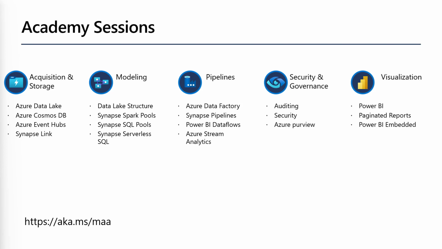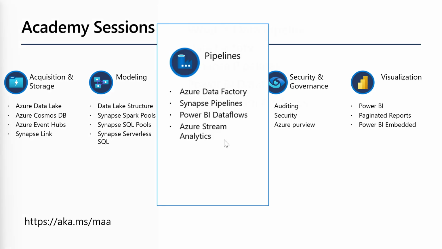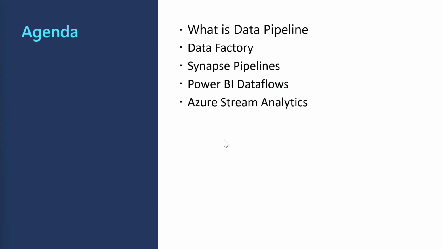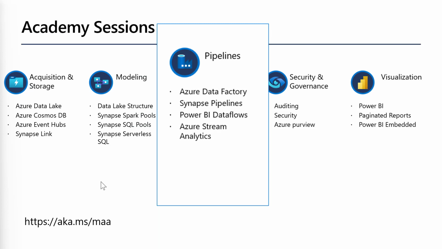There are 5 sessions in the Modern Data Analytics Academy series, including acquisition and storage, data modeling, data pipeline, security and governance, and lastly, visualization. This session is focusing on data pipeline, and if you are interested in other sessions, you can go to aka.ms/MAA short link, and you can find other sessions and related materials.